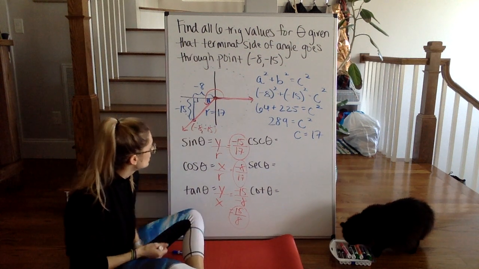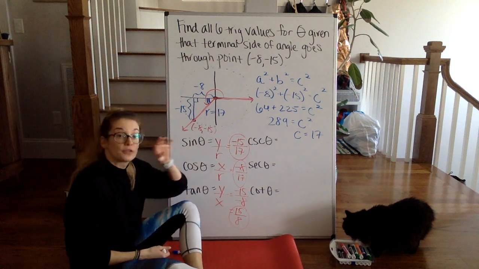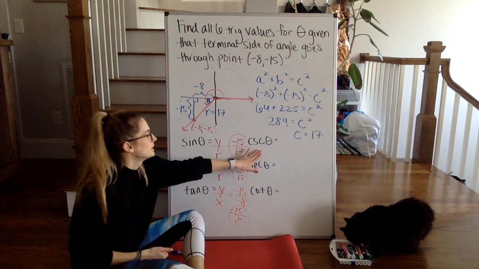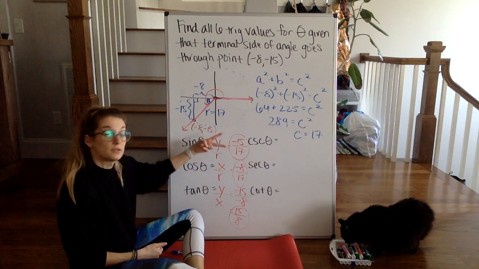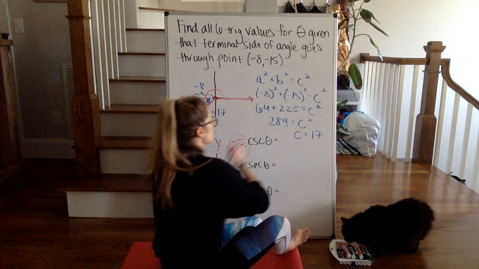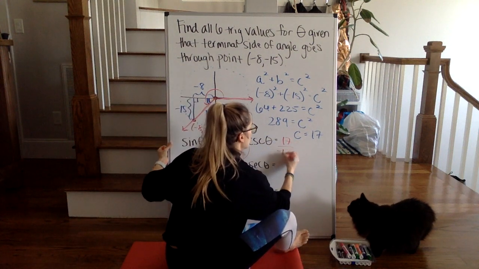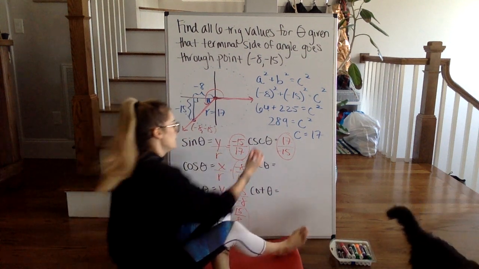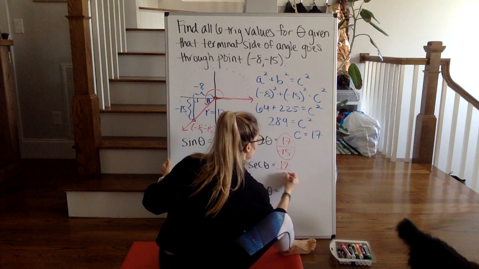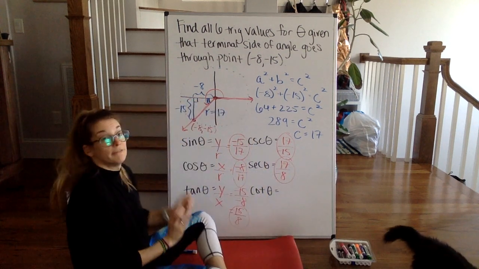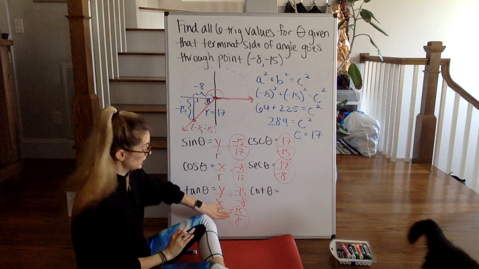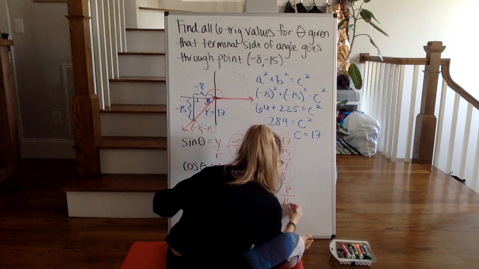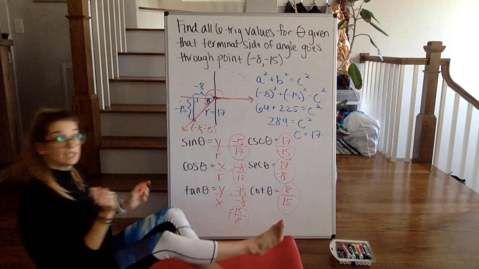All right, so now that we've got these first 3 trig values, let's find the other 3, the reciprocal trig values. Well, I know that cosecant is related to sine. All I have to do is flip those values and I'll have cosecant. So this would be 17 over negative 15. Secant is the reciprocal of cosine. So this would be 17 over negative 8. And finally, cotangent is the reciprocal of tangent. Flip, this would be 8 over 15. So we have our 6 trig values.